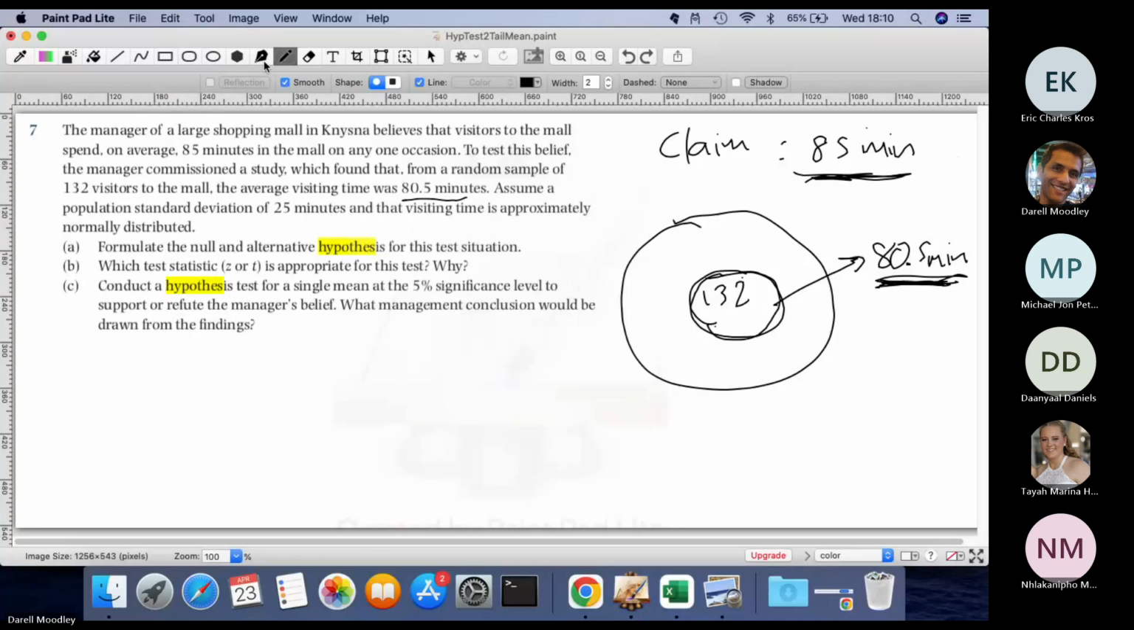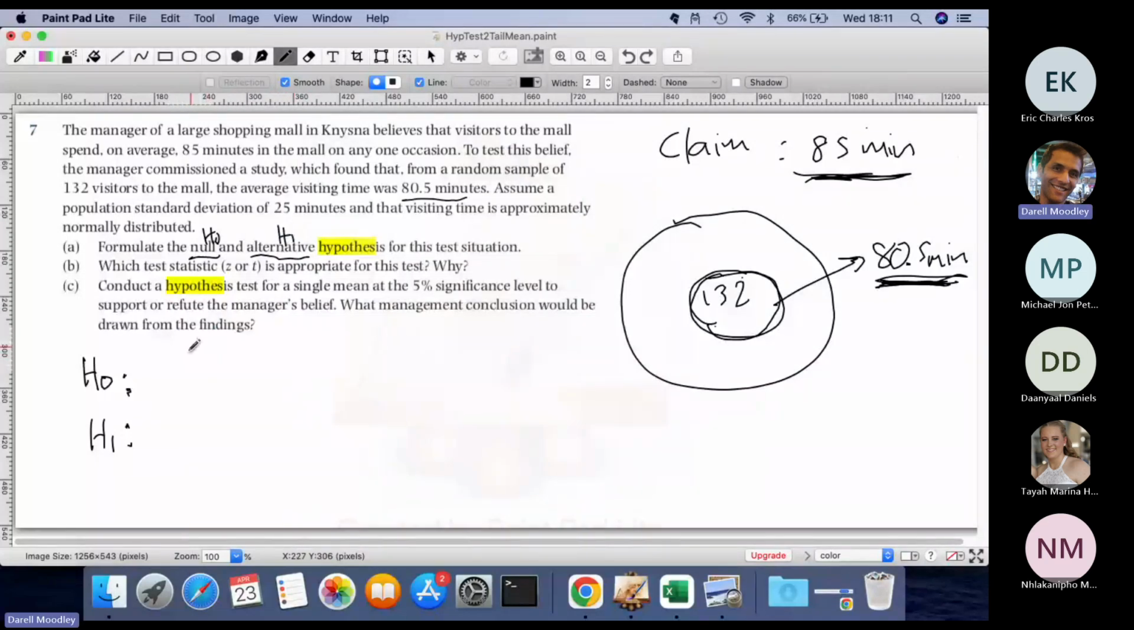All right, now the question says, formulate the null and alternative hypothesis to test the situation. So what we're going to do is formulate, or basically state mathematically, what we are testing. That's what question A is saying. State the null hypothesis, which we denote as H0, and then the alternative hypothesis, which is H1. H0 is your null, and the alternative is your H1.